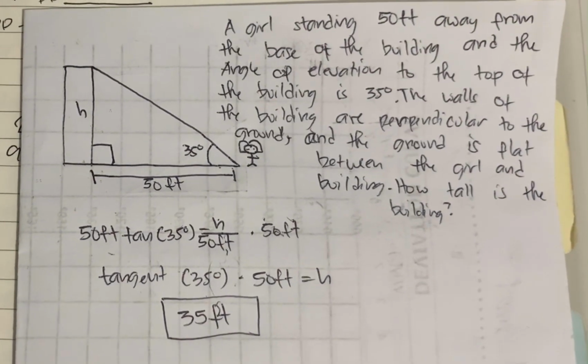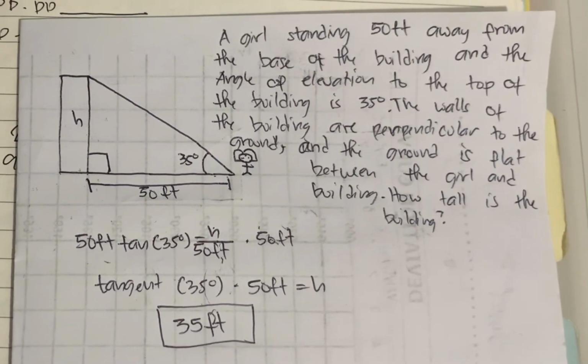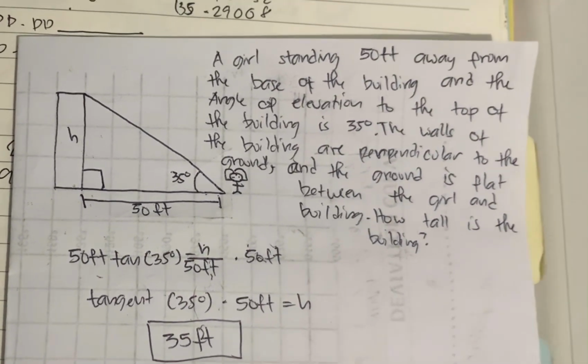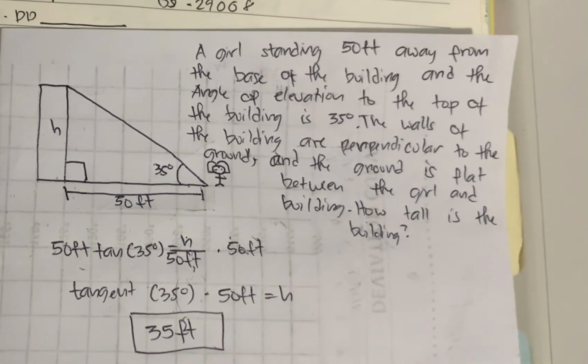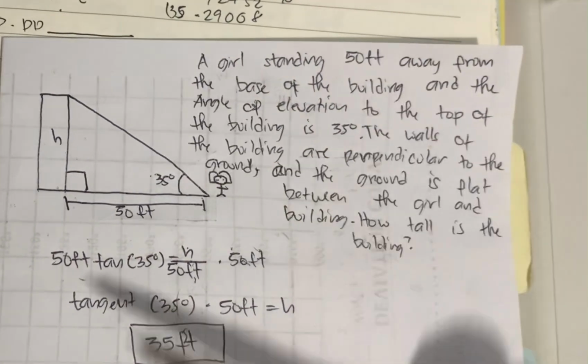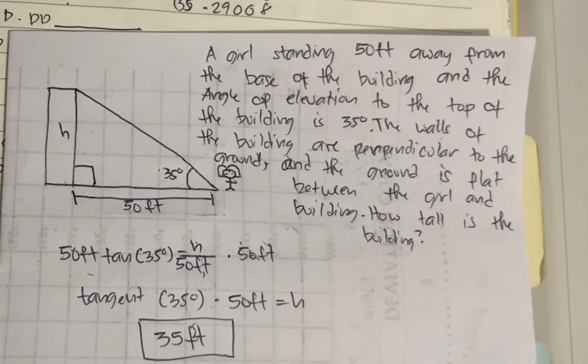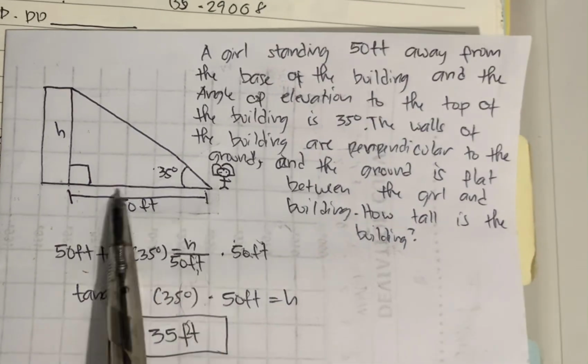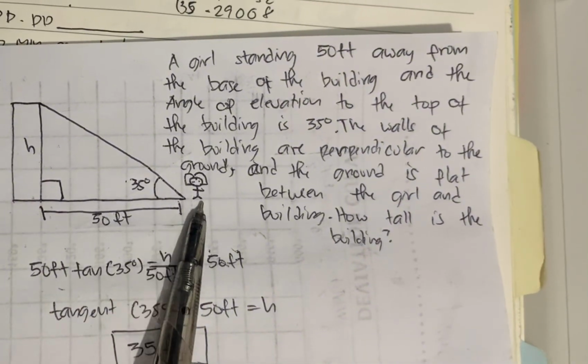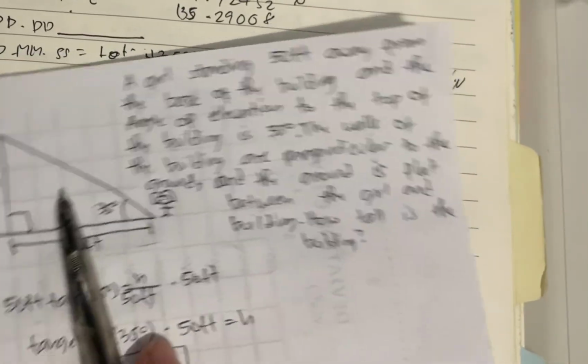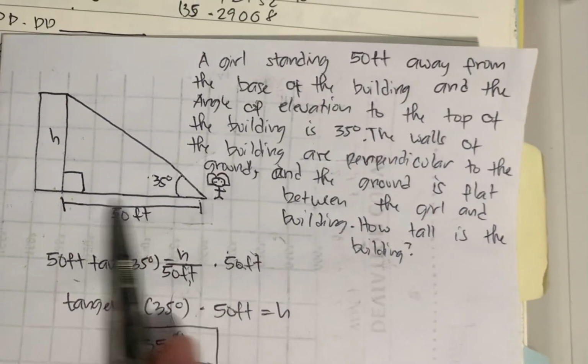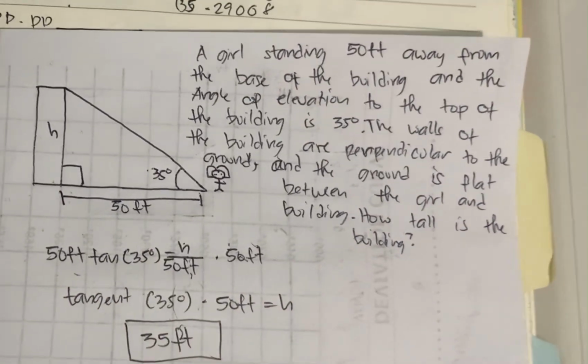A girl is standing 50 feet away from the base of the building and the angle of elevation to the top of the building is 35 degrees. The walls of the building are perpendicular to the ground and the ground is flat between the girl and the building. How tall is the building?